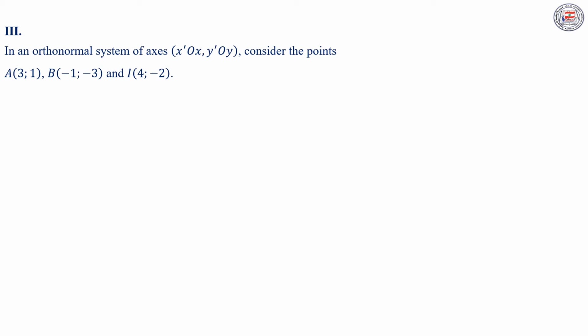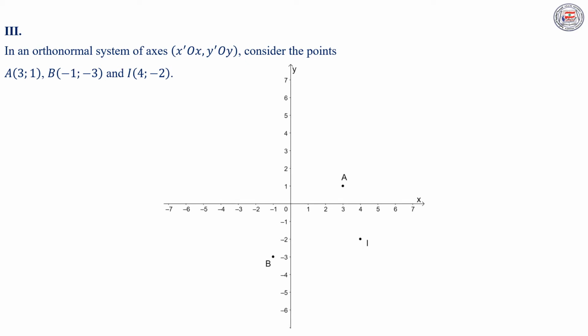In an orthonormal system of axes x'x, y'y, consider the points A(3, 1), B(-1, -3) and I(4, -2). And this is the representation of the locations of the points A, B and I.